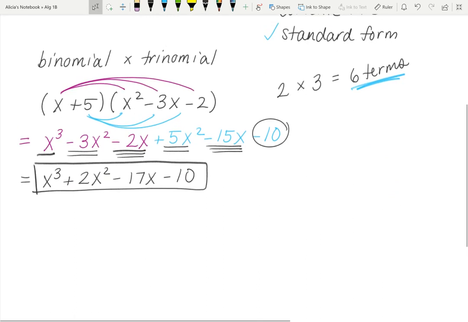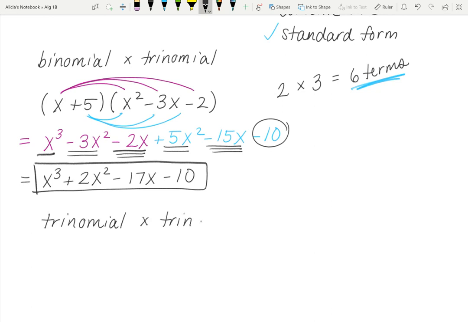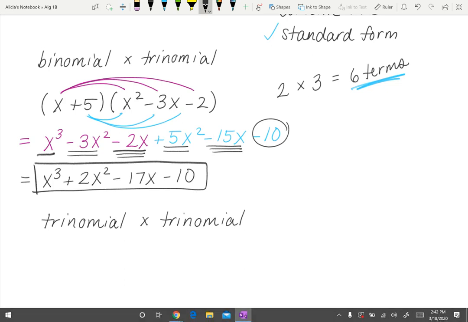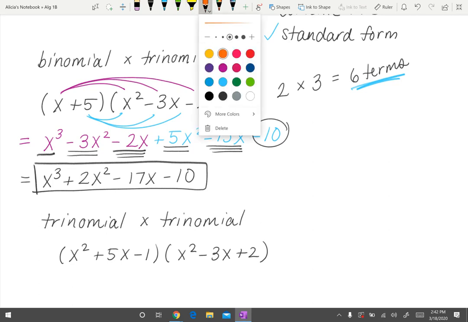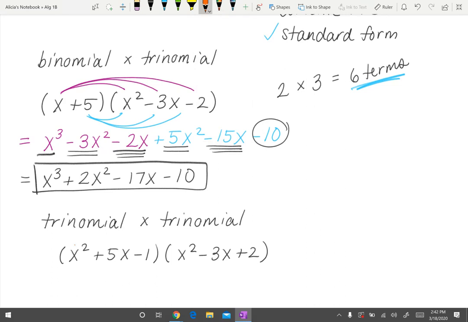The last situation that we have here possibly is if we did a trinomial times a trinomial. Now, I'm not going to go through an example like this, but imagine if you had a trinomial times a trinomial, what would have to happen, right? So a trinomial times a trinomial would be something like x squared plus 5x minus 1 times x squared minus 3x plus 2, right? So that's what it would look like. And then when you do a problem like this, you would have to distribute this to all three terms. It gets messy here.